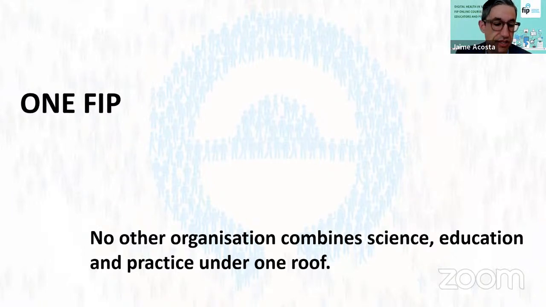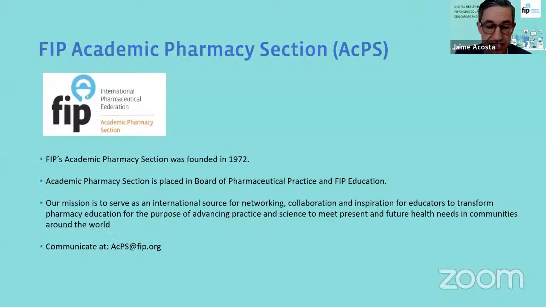and only this interdependency and the collaboration of these three domains can ensure universal health coverage. Let me also introduce you to the academic pharmacy section in the next slide, where this project started. The ACPS was founded in 1972, placed in the Board of Pharmaceutical Practice and FIP Education. The mission of the academic pharmacy section is to serve as an international source for networking, collaboration, and inspiration for educators to transform pharmacy education for the purpose of advancing practice and science to meet present and future health needs in communities around the world.